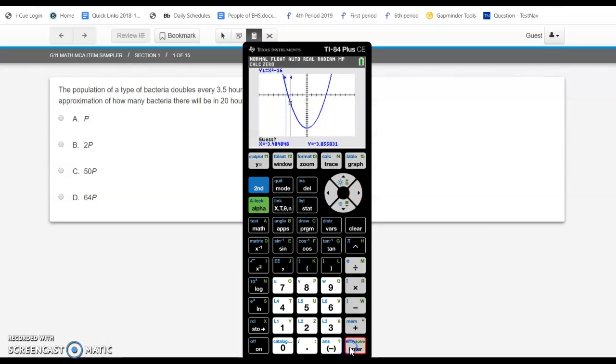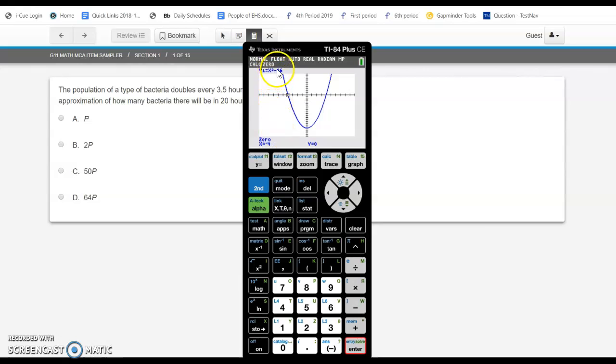I'm going to hit enter and see how there are 2 dotted lines. I want to make sure that my 0 is in between those 2 dotted lines. It is. Now it tells me to guess. You don't have to guess. You can try to put your cursor as close to the 0 as you think you can get, but you don't have to. You can just hit enter and it'll tell you. So the first zero of this function happens at x equals -4.